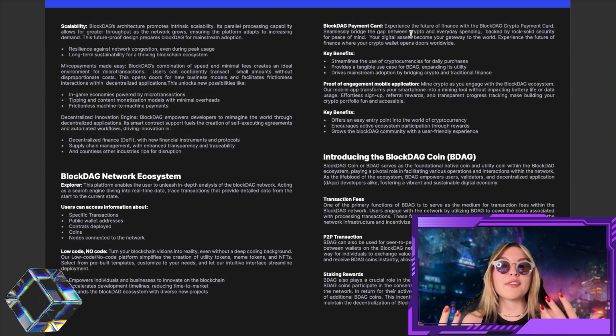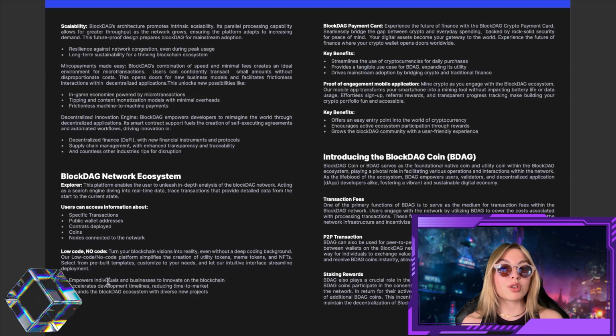The scalability, you have the BlockDAG network ecosystem as well. So the platform enables the user to unleash in-depth analysis of the BlockDAG network, acting as a search engine, diving into real-time data, tracing transactions that provide detailed data from the start to the current state. So once again, step by step, and users can access information about specific transactions, public wallet addresses, contracts deployed, coins, and nodes connected to the network as well.